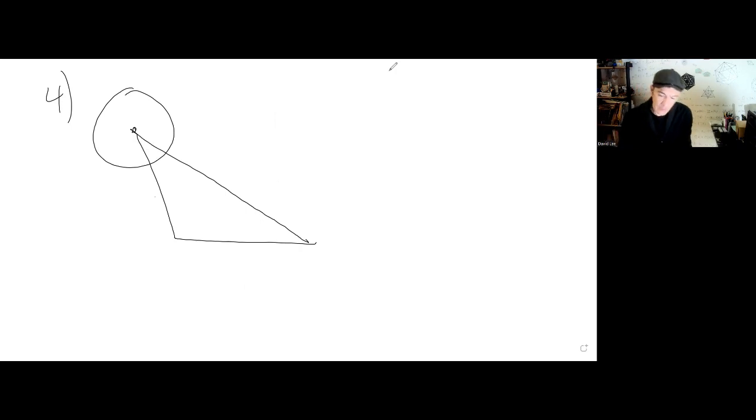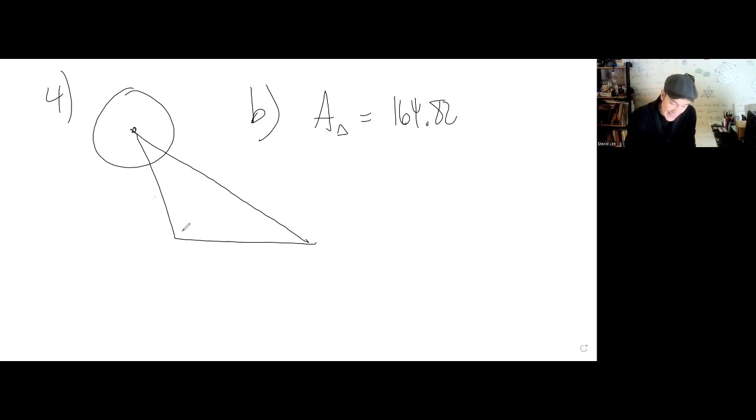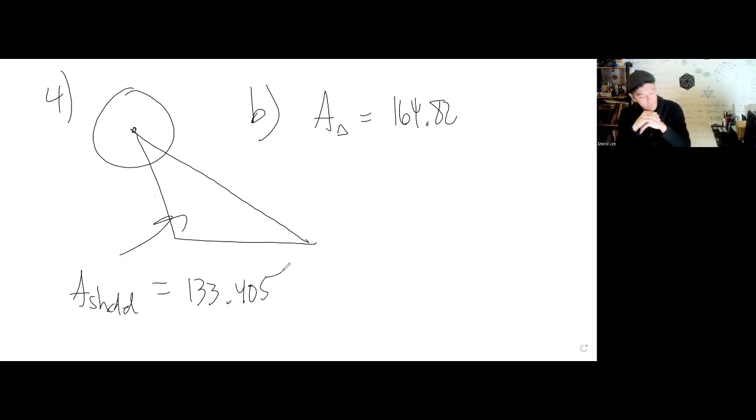Let me write that down somewhere. So for part B, I know that the area of the triangle was 164.82. And I need part A to do part B, I believe. For part B, it says that the shaded area is 133.405. And then they say, use your answer from A to find the length of the radius. What we want is the radius.